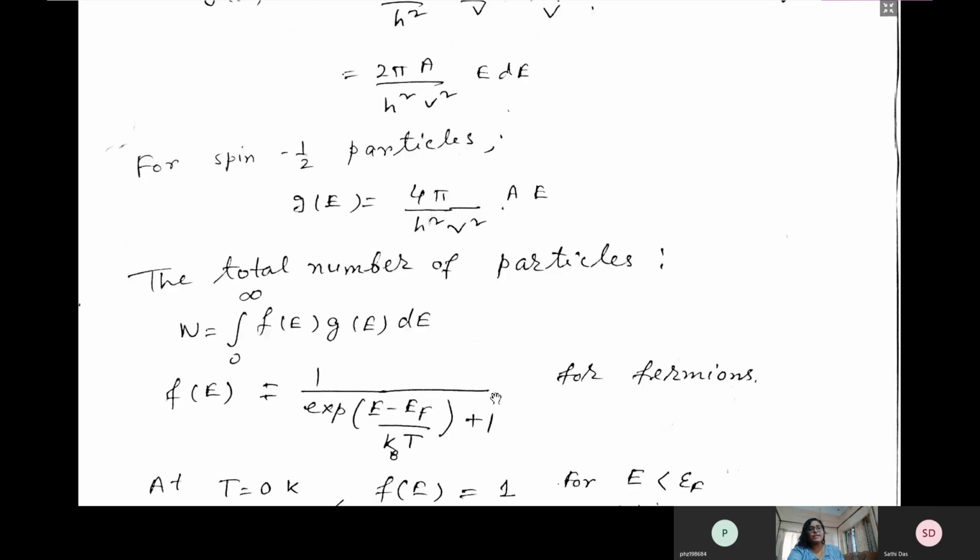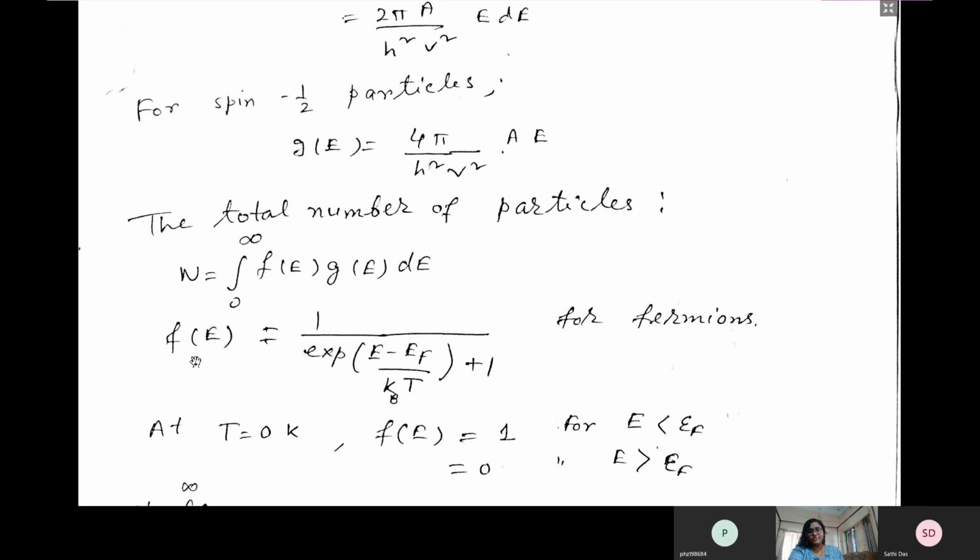So the total number of particles is N, that is the integral from 0 to infinity of f(E) g(E) dE. This is the general formula which I have already told you, where f is the Fermi function, the occupation number, the Fermi-Dirac distribution function.